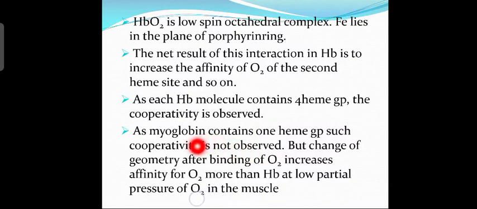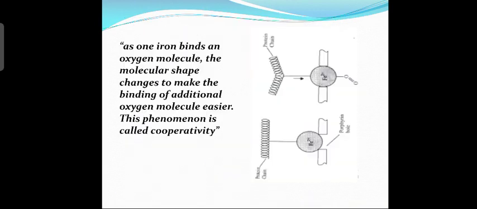In myoglobin there is no cooperativity because it contains only 1 heme group, whereas hemoglobin contains 4 hemes, therefore cooperativity is observed. But the change of geometry after binding oxygen increases affinity for oxygen more than hemoglobin at low pressure of oxygen. So in the case of myoglobin, the binding with oxygen results in more affinity for oxygen at a lower pressure region, as you have seen in the graph. Whereas in the case of hemoglobin, at the low pressure region the binding effect will be less.